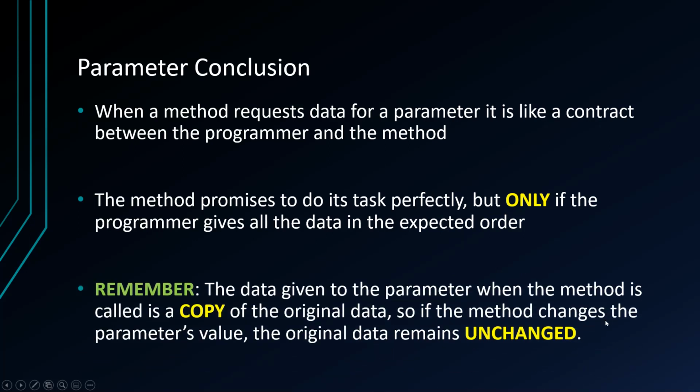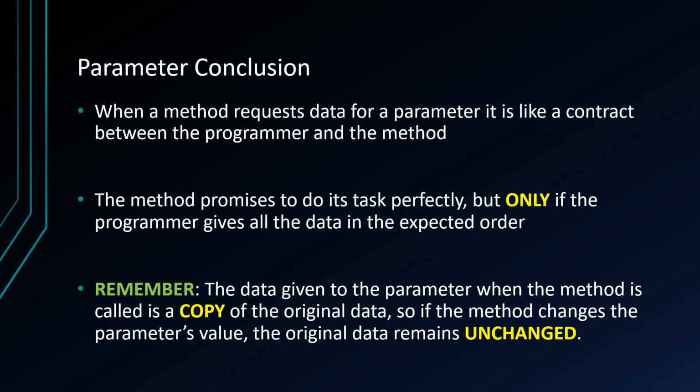So remember that the data given to the parameter when the method is called is a copy of the data. It's a copy of the original data. So if the method changes the parameter's value, the original data remains unchanged. What do I mean by that? So let's say, for example, you had a method, maybe it was Math.Pow or something like that. It doesn't really matter. And inside of there, it changed the value of that base variable.